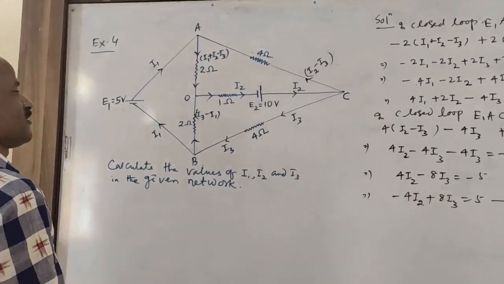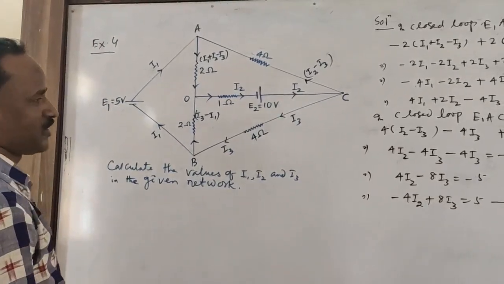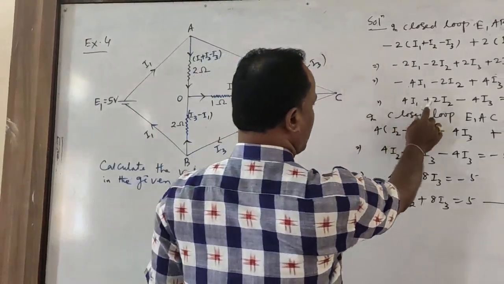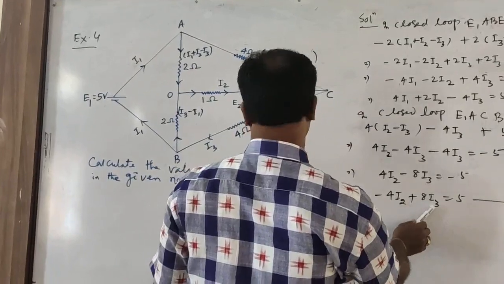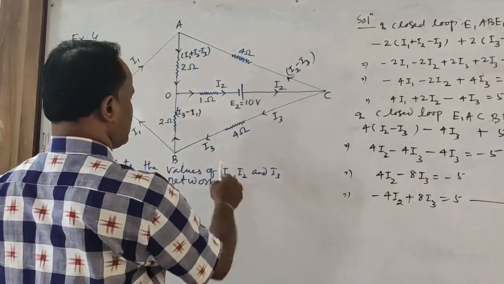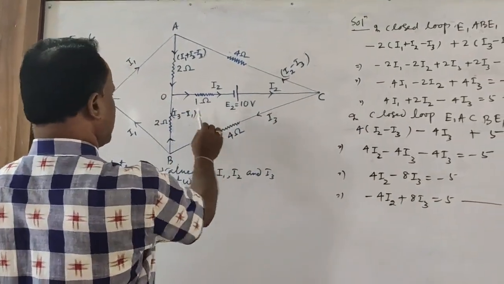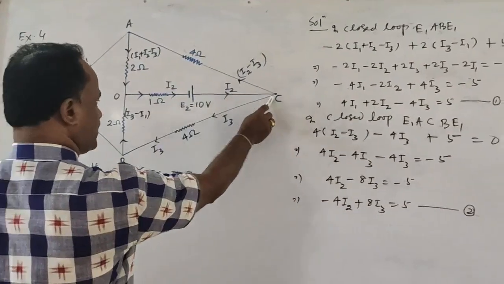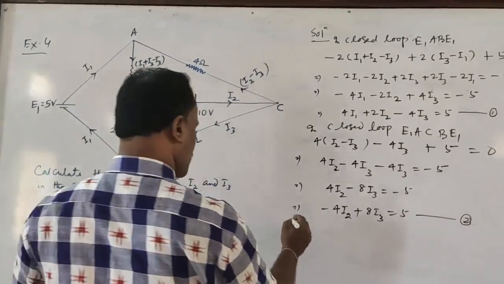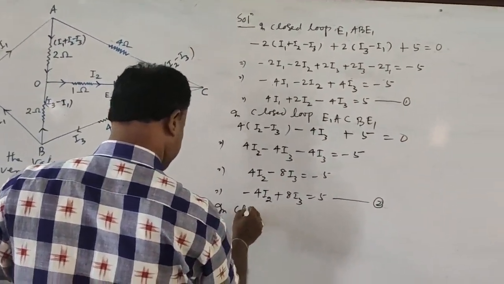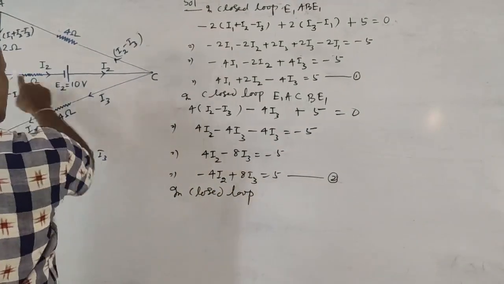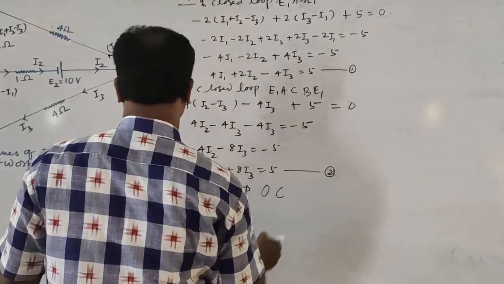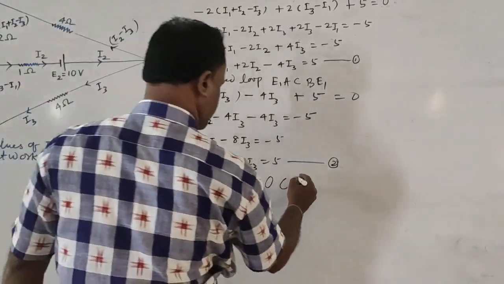Again choose another closed loop, because in the previous loops I1, I2, I3 are all related. Here let us relate only factors 2 and 3, so take the closed loop O, C, B, O.